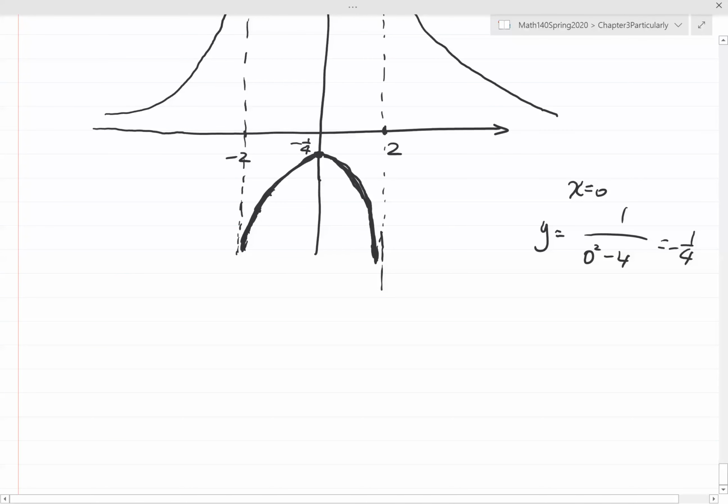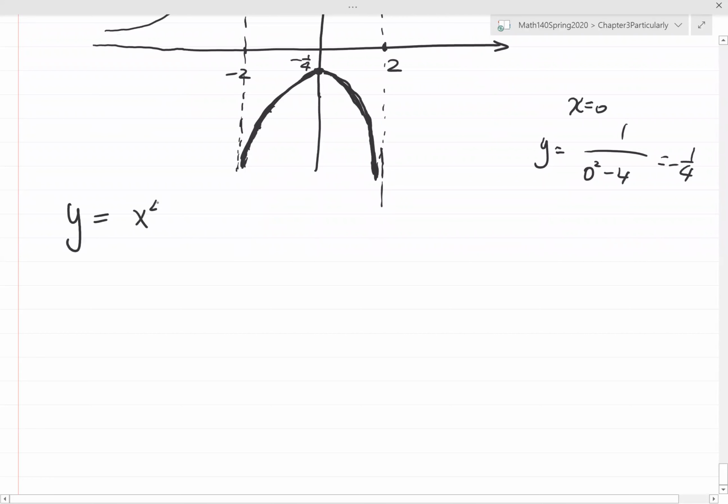Any questions with this problem? Okay, let's see another problem, which is maybe a little easier.